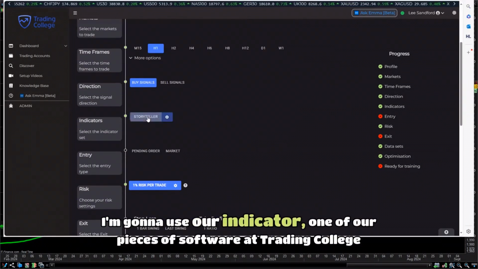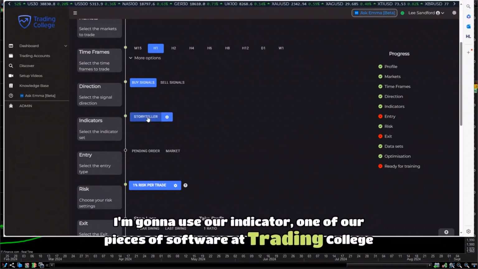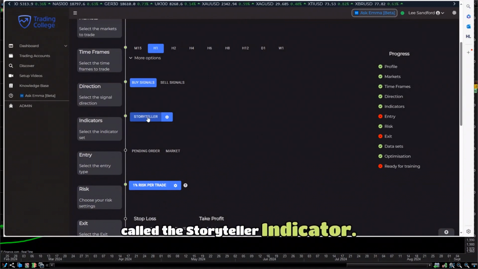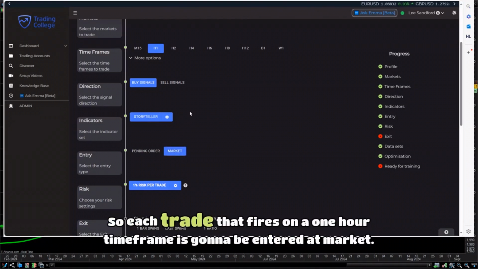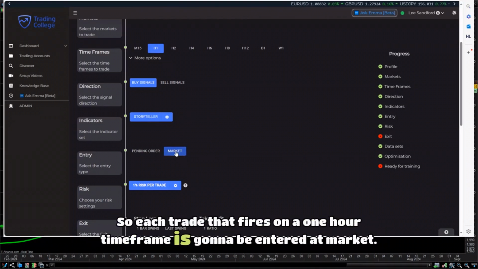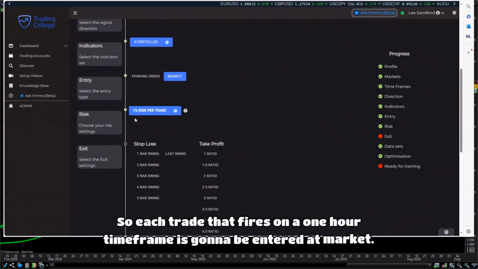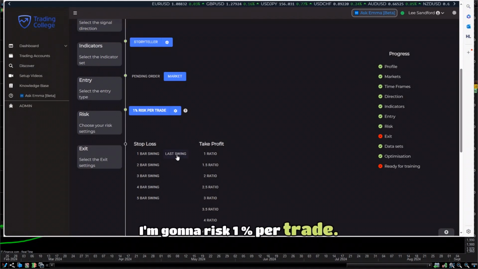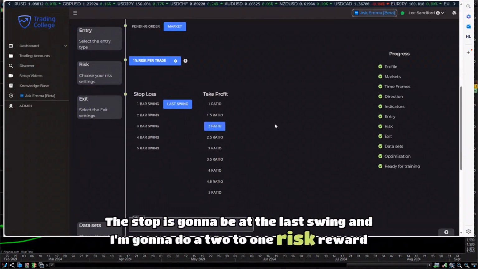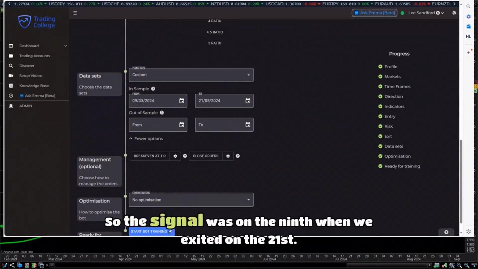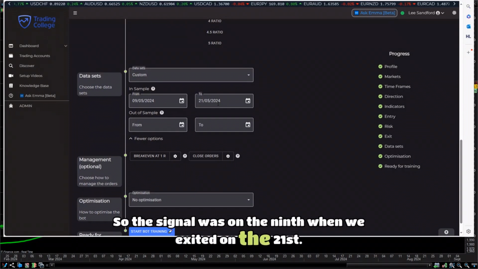I'm going to use one of our pieces of software at Trading College called the Storyteller Indicator. And I'm going to tick that, that's ticked. Then I'm going to go in at market. So each trade that fires on a 1 hour time frame is going to be entered at market. I'm going to risk 1% per trade. The stop is going to be at the last swing, and I'm going to do a 2-to-1 risk reward ratio here. So the signal was on the 9th and we exited on the 21st.